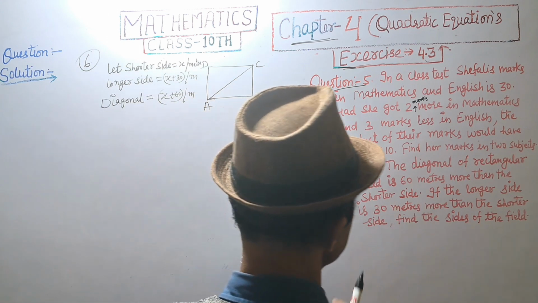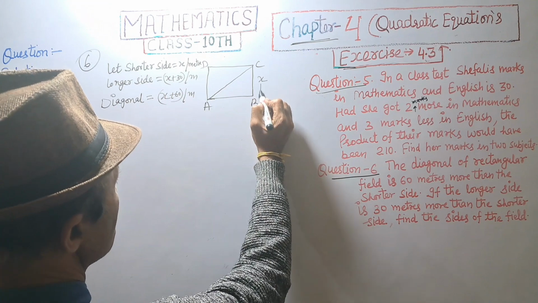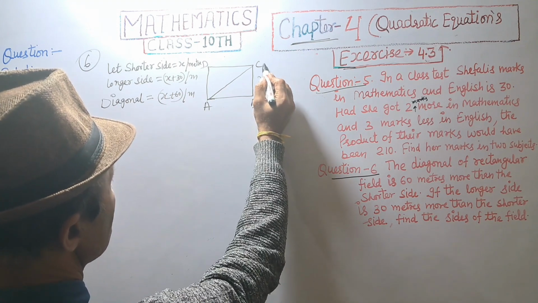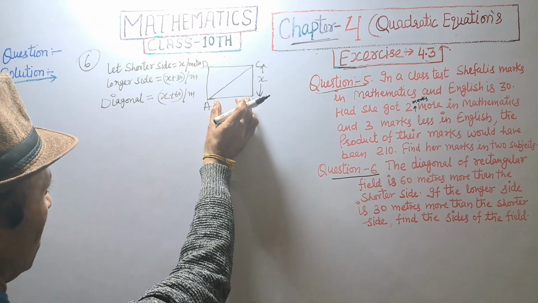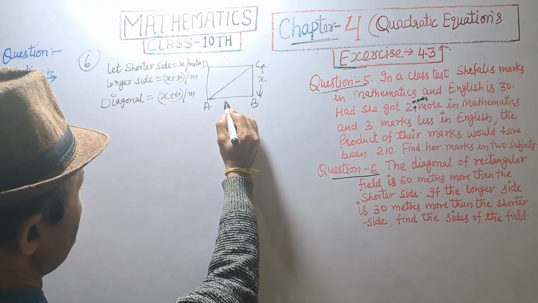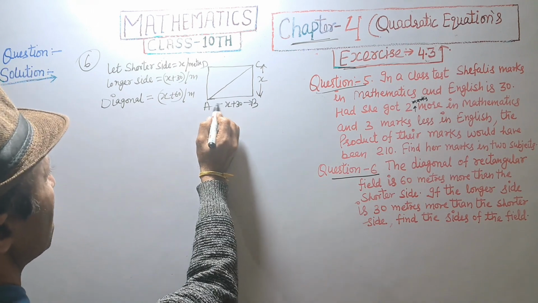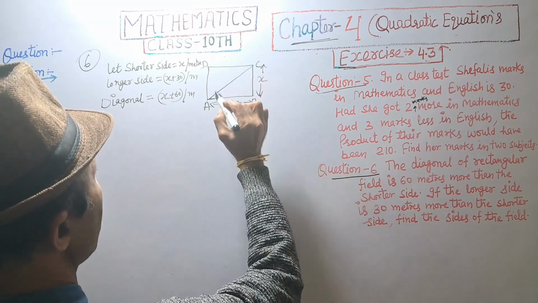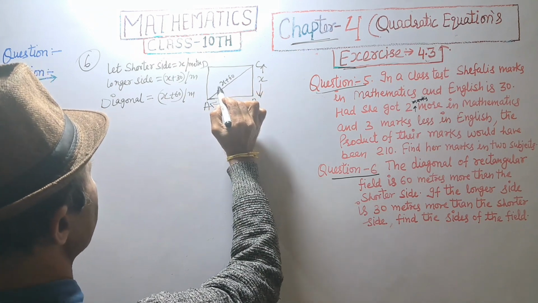And according to the question, this side is the shorter side, that is equal to x, and the longer side is AB, that is equal to x plus 30, and its diagonal is x plus 60.